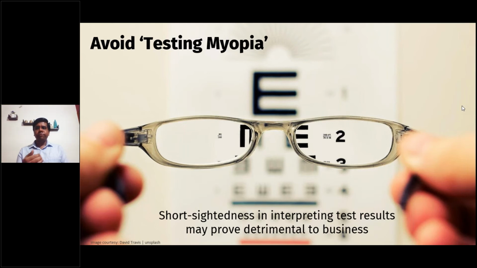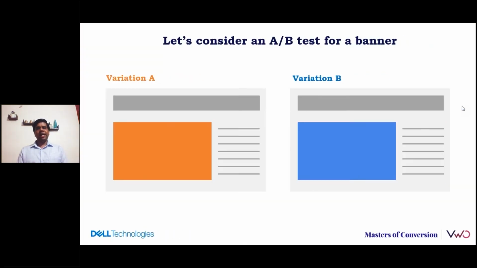I said that when you run a test, you have to be very clear about your hypothesis. You have to be very clear about what the success metric is going to be. And unless you do that properly, there's a good amount of room for doing something that is probably not good for your business. So here I don't give you a real example. I'm just taking a very hypothetical scenario.